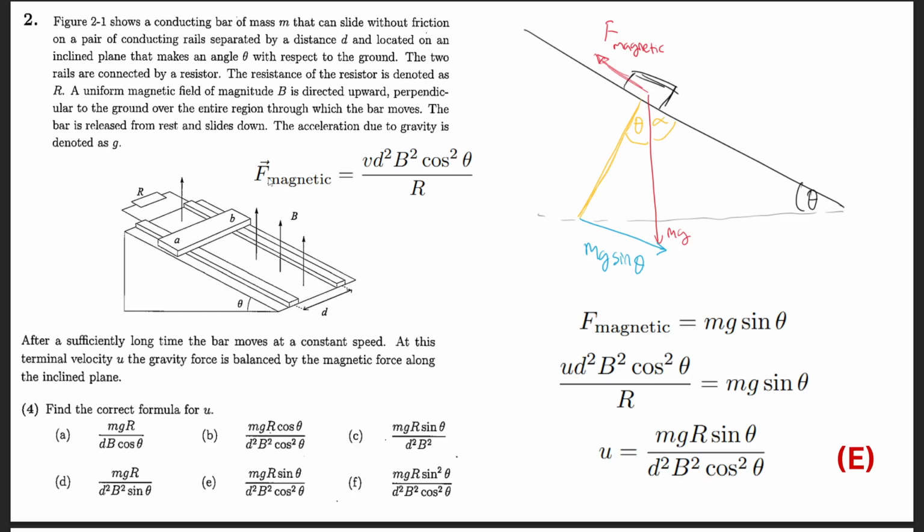And we know from the question before this equation, and we can substitute F magnetic from this equation, and we can replace phi with u, since this is the case of the terminal velocity u. So we can write this equal to mg sine theta, so R moves here and this whole thing moves to the bottom, so the answer is mgR sine theta over d squared B squared cosine squared theta. That is answer E.